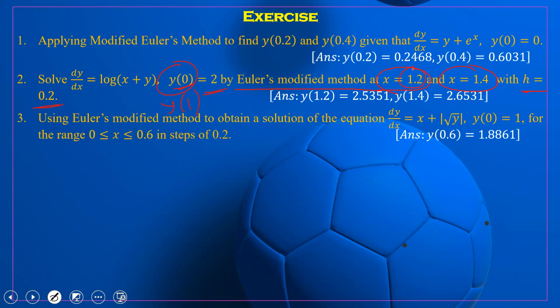Then use Euler's modified method to obtain the solution of the equation dy/dx is equal to x plus mod of root y. Mod of root y means what values will we put over here? Actually, root of y has two values, plus and minus. If plus comes, there is no problem. If minus comes, then also this becomes the modulus value, a positive value. That's the modulus of root y.